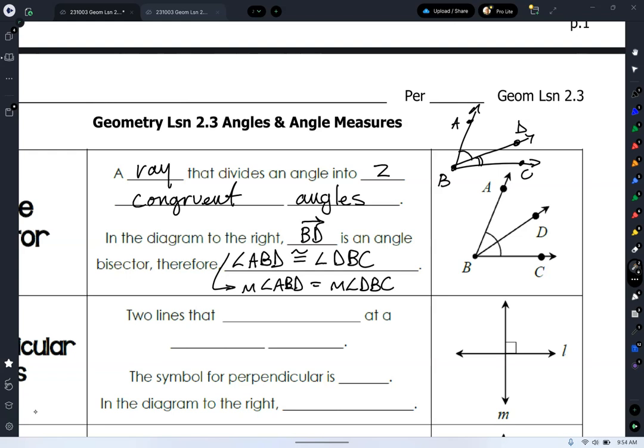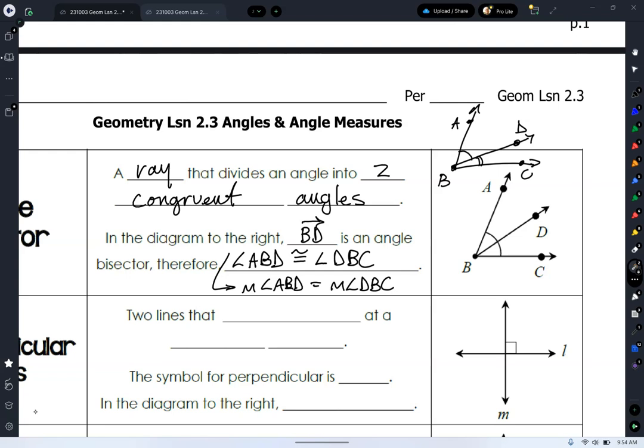Okay, listen to what I say, okay? If ray BD is an angle bisector, then angle ABD is congruent to angle DBC. Now I'm going to go the other direction on the sidewalk. If angle ABD is congruent to angle DBC, then ray BD is an angle bisector. Did you see what I did there? It's the same thing, the same relationship, but I walked the other direction on the same sidewalk, and you've got to be able to do that as well.